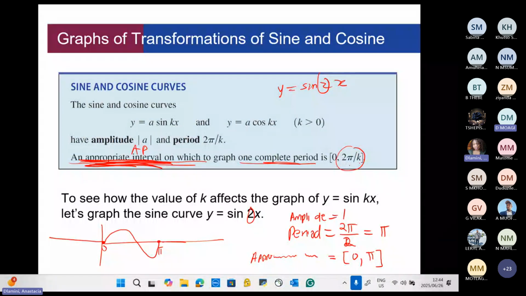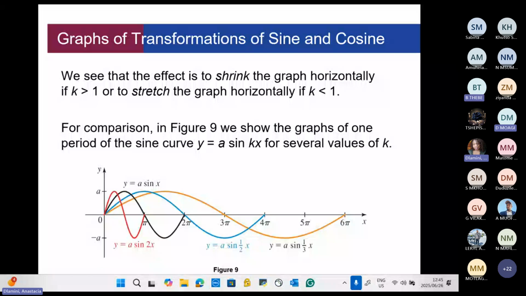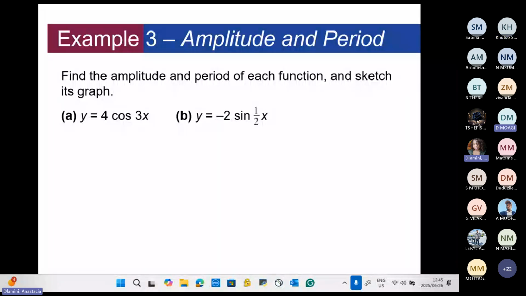Are we all together now, guys? Yes, ma'am. Good. Here they're showing you that if k is less than 1 or greater than 1, it's shrinking and stretching the graph. We did transformation in chapter 2. So find the amplitude and the period of each function and sketch them. Can we just do one complete period and then you extend to the left and to the right, so that we go quickly? Yes, it's fine.